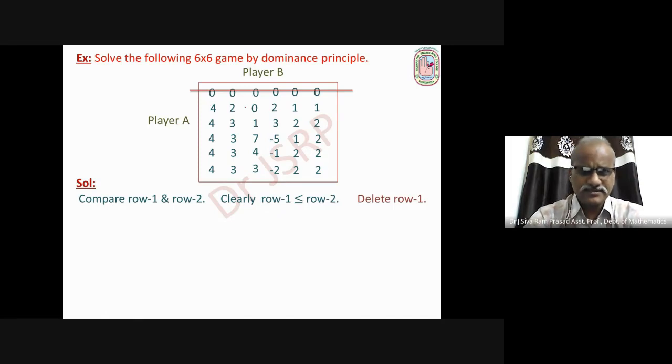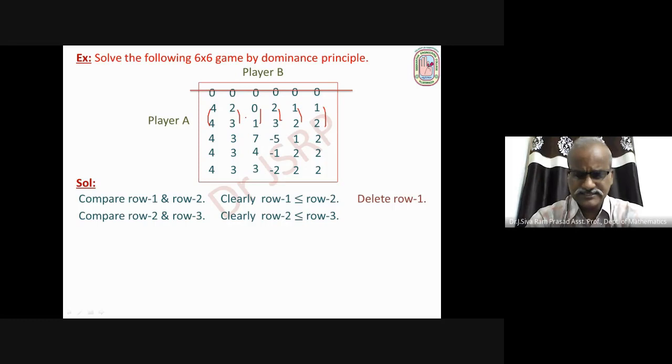Next, compare second row and third row. So 4 equal 4, 2 less than 3, 0 less than 1, 2 less than 3, 1 less than 2, 1 less than 2. Okay. So row 2 less than or equal row 3. That means all entries of row 2 are less than or equal to corresponding entries of row 3. So we delete the row on lesser side, that is row 2. So cross off row 2.